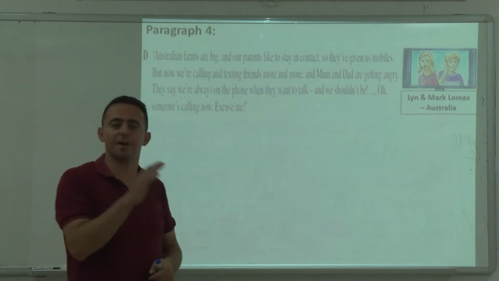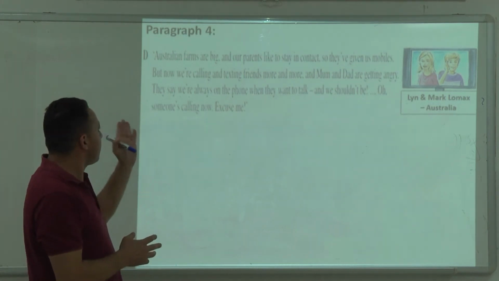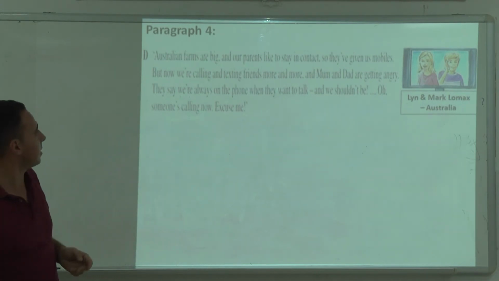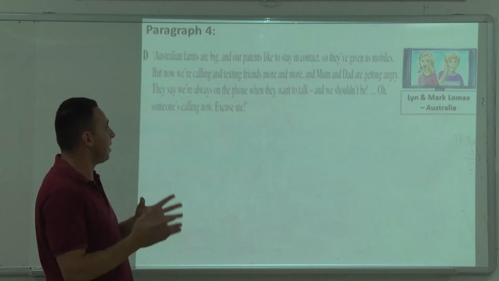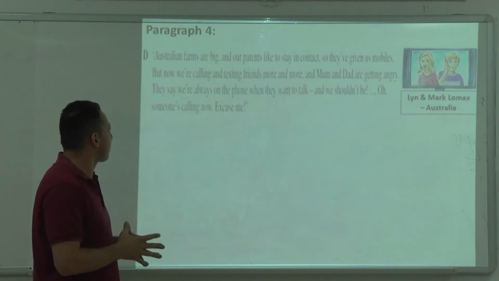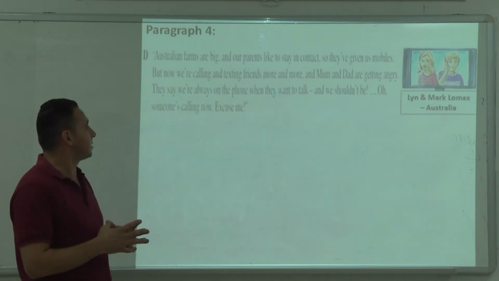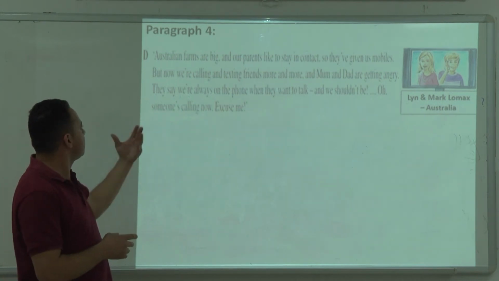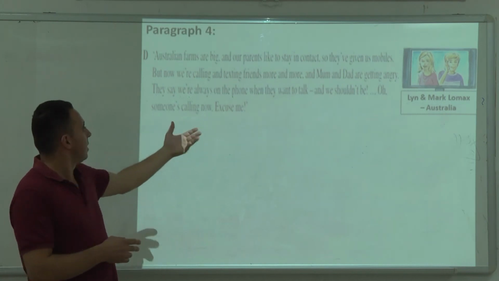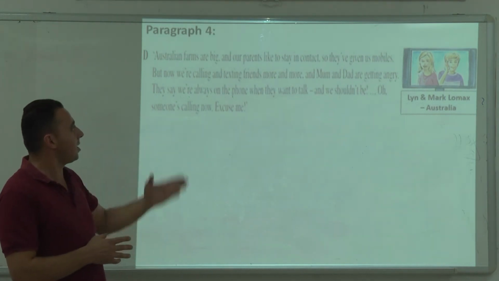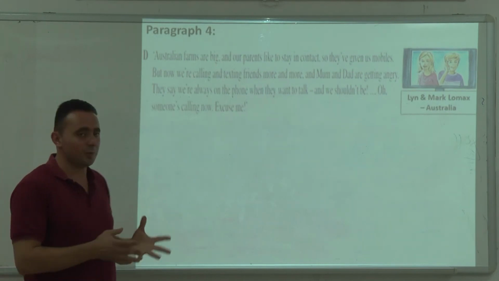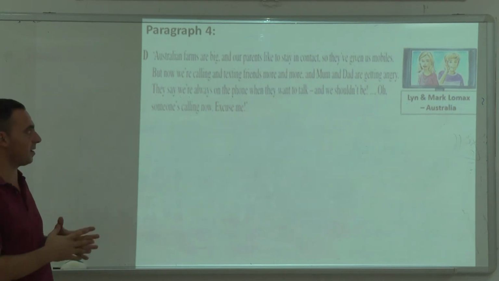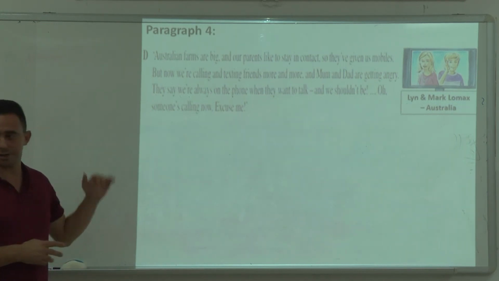Let's read the paragraph again. Australian farms are big, and our parents like to stay in contact, so they have given us mobiles. But now we are calling and texting friends more and more. And mom and dad are getting angry. They say we are always on the phone when they want to talk, and we shouldn't be. Oh, someone is calling now, excuse me. Now, after we have read the paragraph, we have some questions to answer.